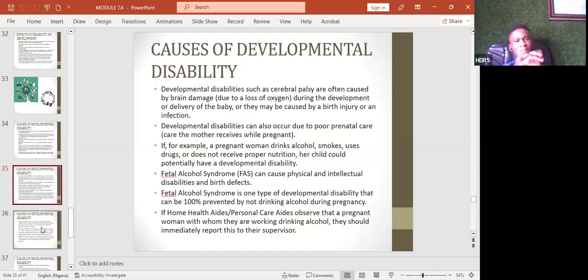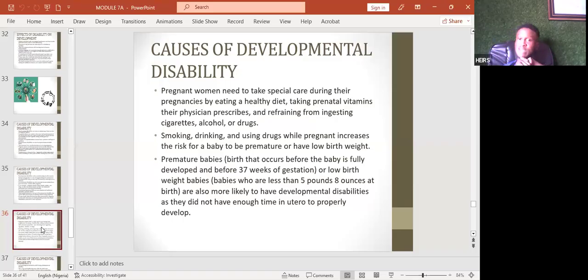So if home health aides or personal care aides observe that a pregnant woman with whom they are working is drinking alcohol, you should immediately report this to your supervisor. If in any case you see them taking a sip, just a sip of alcohol, please don't be too quiet. Take action.